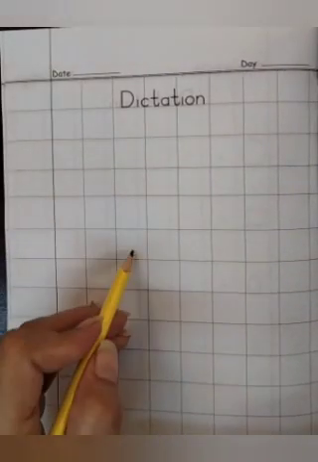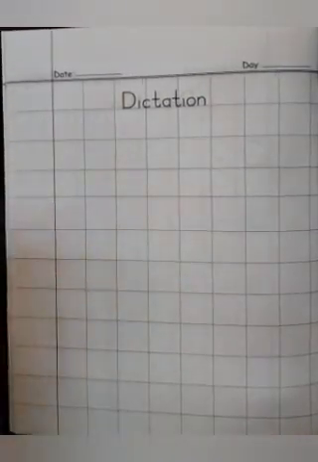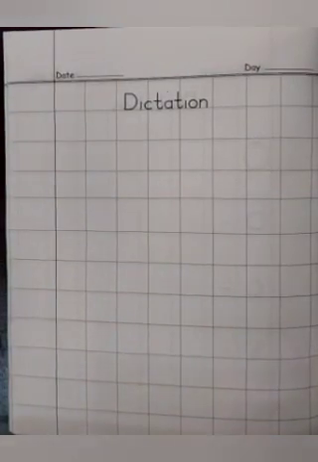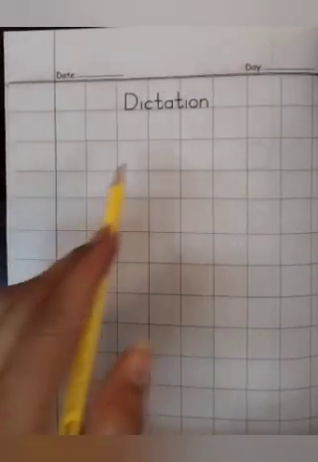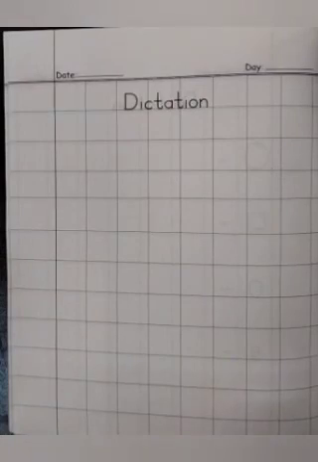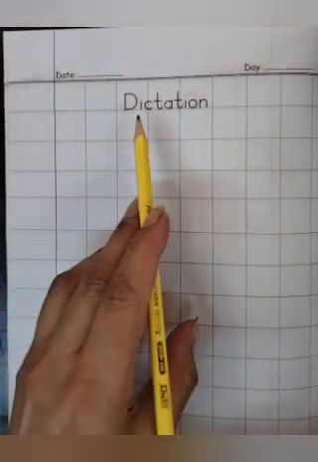Dear children, open this page in your maths notebook and let's see what it says. Dictation. It means today we have to do dictation. Are you ready for the dictation? Very good. Today we will do 2 pages. First we will do dictation and after that we will do 2 times table again. So let's do the dictation first.